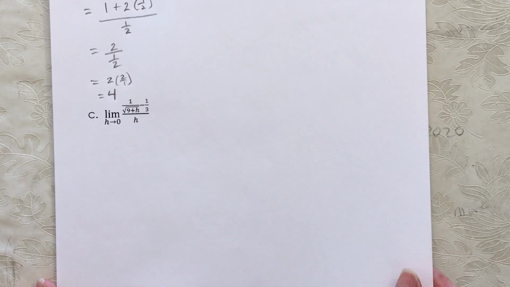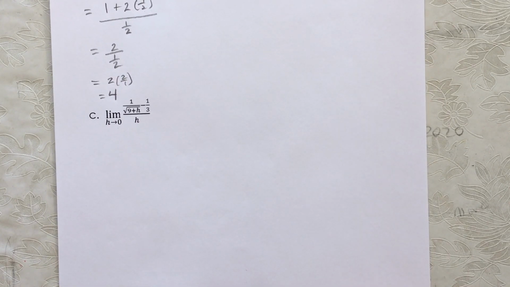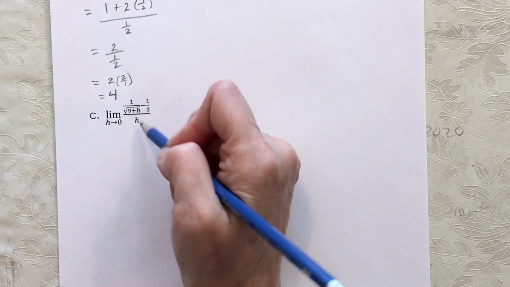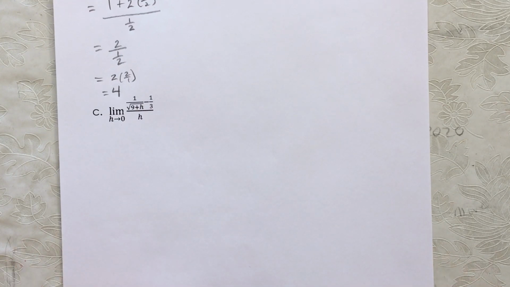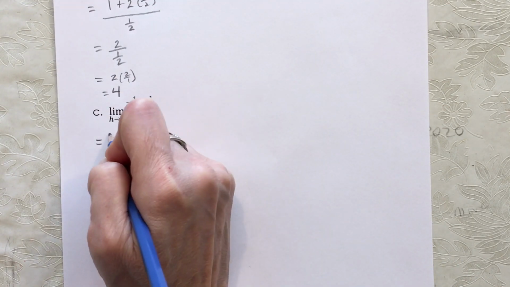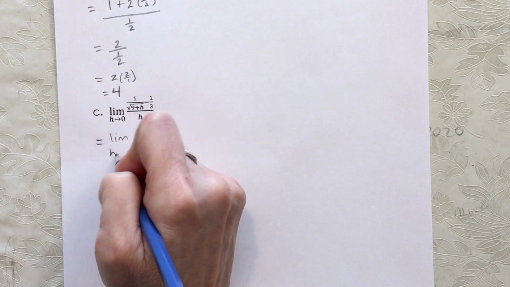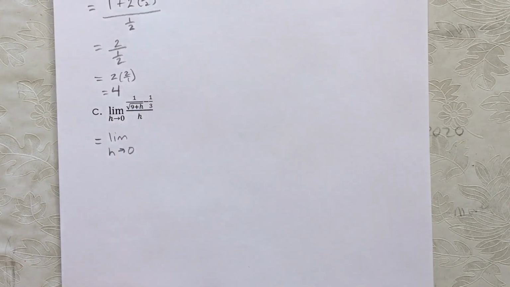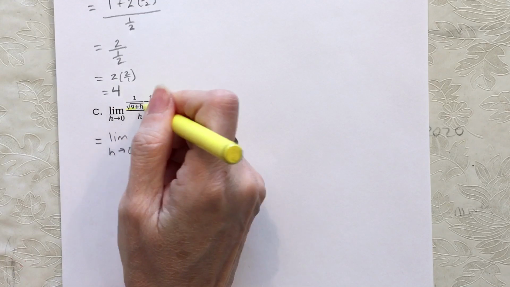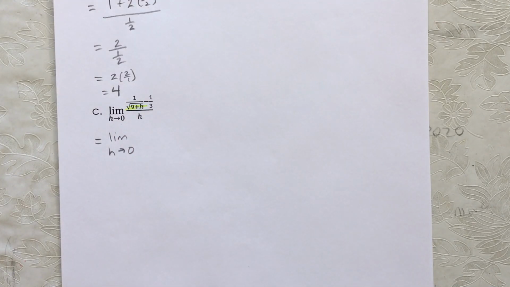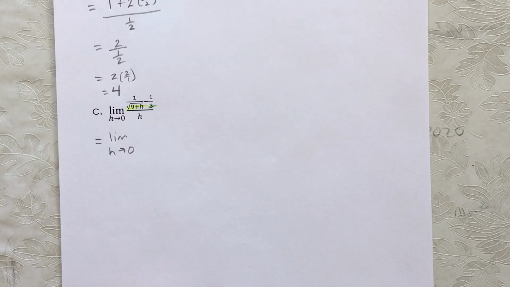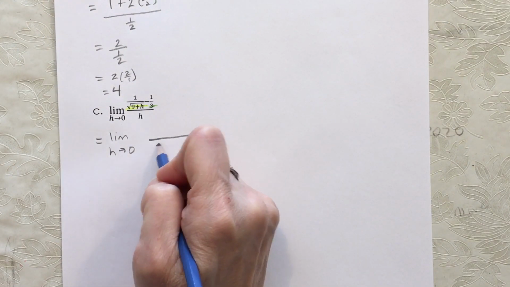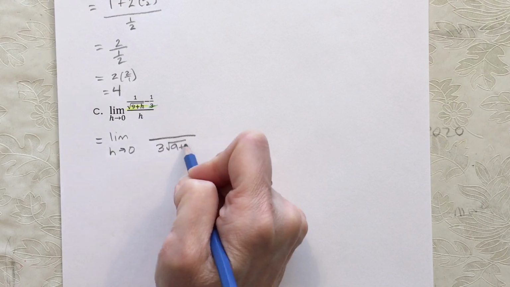C. So this one is one of those 3-layer fractions. We know from our work with finding the slope of the tangent that we have to get a common denominator in the numerator first. So our denominators are the root of 9 plus h and 3. So our common denominator in the numerator is going to be 3 root of 9 plus h.